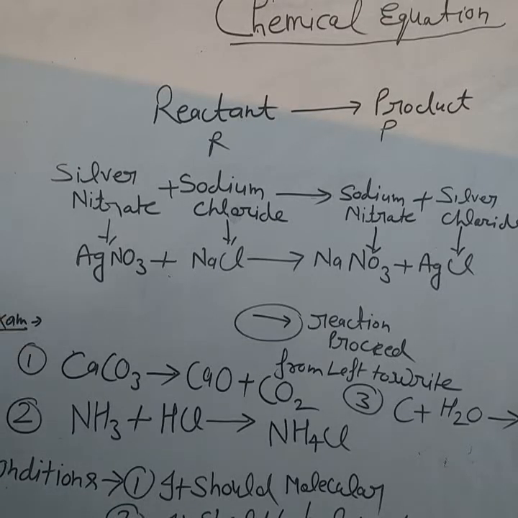Here we show other examples of chemical equations. The first example is of one reactant and two products. Here one reactant, calcium carbonate, reacts and gives calcium oxide and carbon dioxide. This is an example of one reactant and two products.